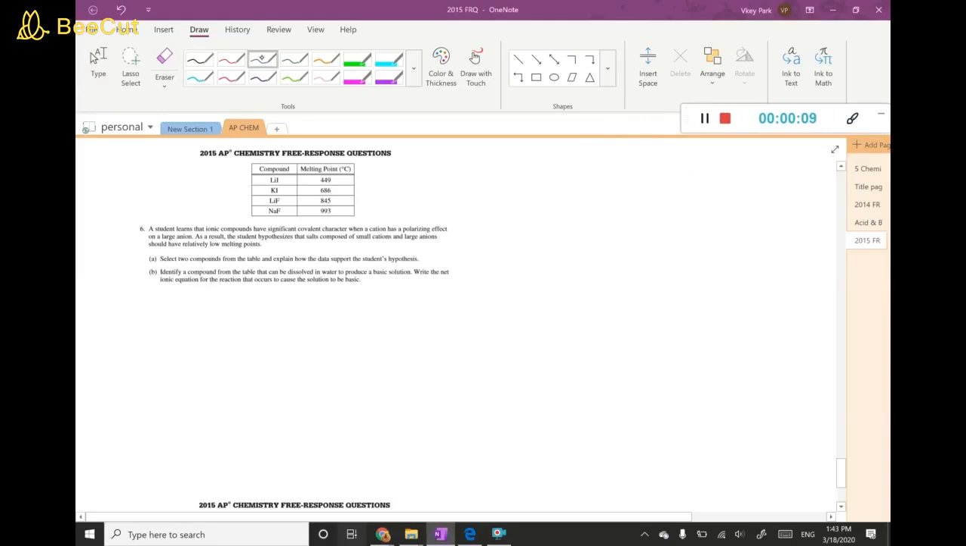It says, a student learns that ionic compounds have significant covalent character when a cation has a polarizing effect on a large anion. As a result, the student hypothesizes the salts composed of small cations and large anions should have relatively low melting points. Select two compounds from the table and explain how the data support the student's hypothesis.